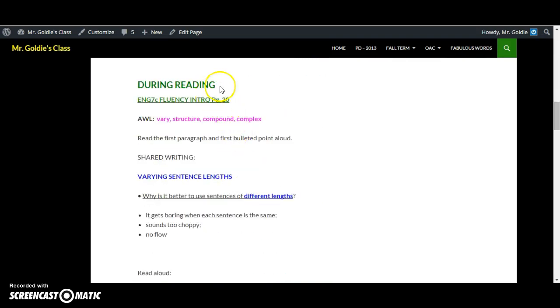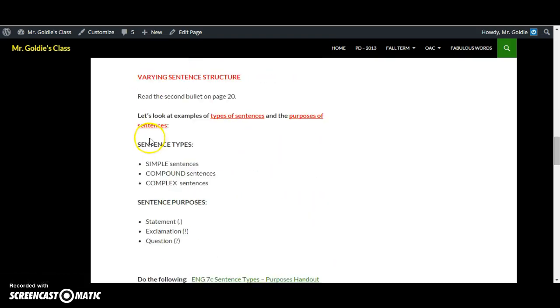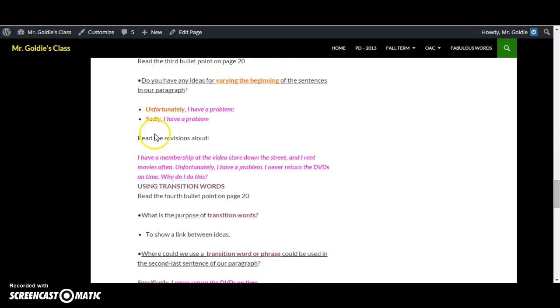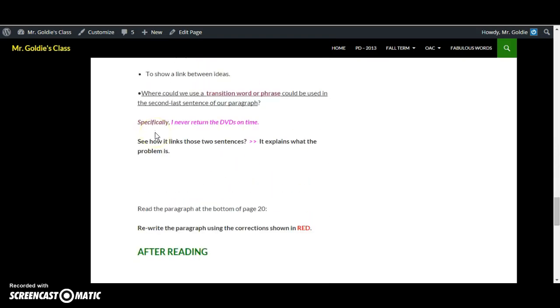Okay? We are going to learn about those strategies in the next video when we do the during reading activity in your textbook on page 20. And then we'll continue on with the strategies to make your writing flow nicely.